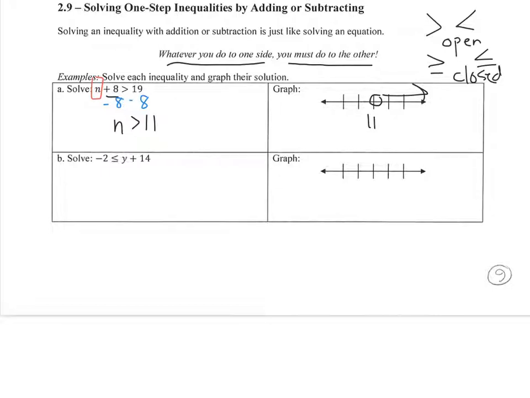B, you have to get the y by itself. So what's in the way is that positive 14. So you subtract 14 from each side. Negative 2 minus 14 is negative 16, less than or equal to y. I can rewrite this as y is greater than or equal to negative 16. So I go over to negative 16, making a closed dot, and I want numbers that are greater than negative 16, so it's going this way.